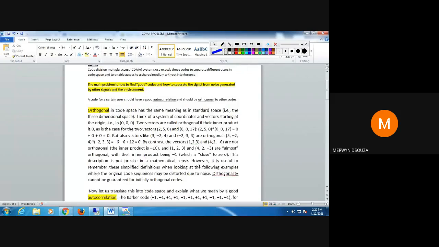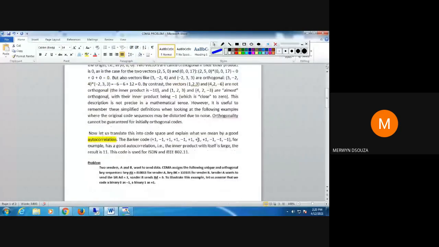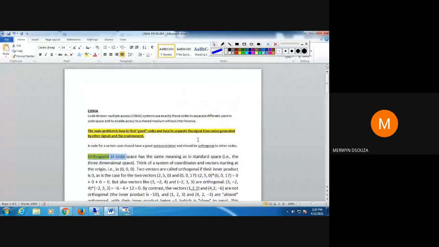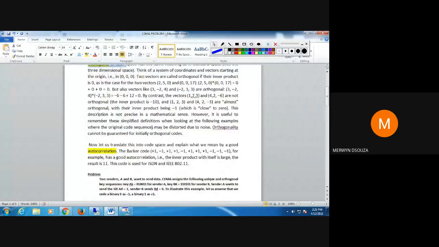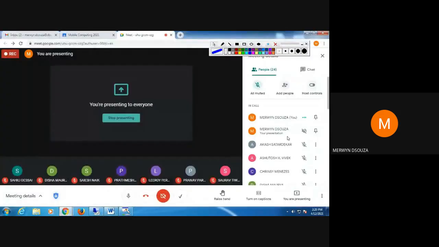And the second property that it should have is that the codes must be orthogonal. That is, when you multiply the different codes, the result of that dot product will be 0. So when it has both these properties, we will say that the CDMA code is good. Any questions about this before I proceed?